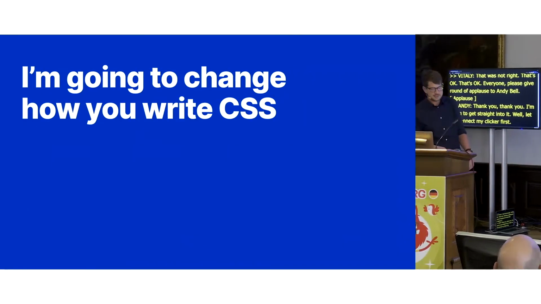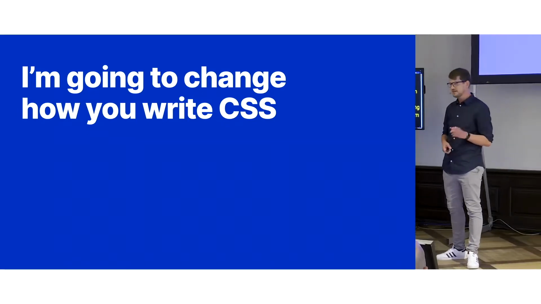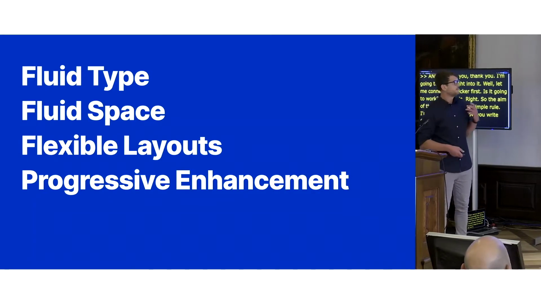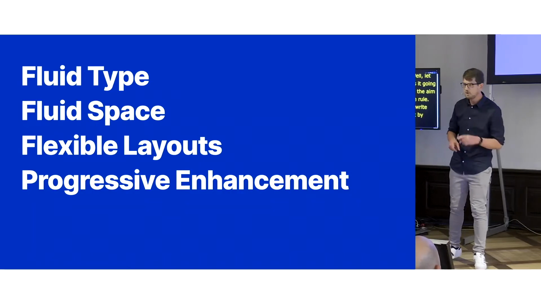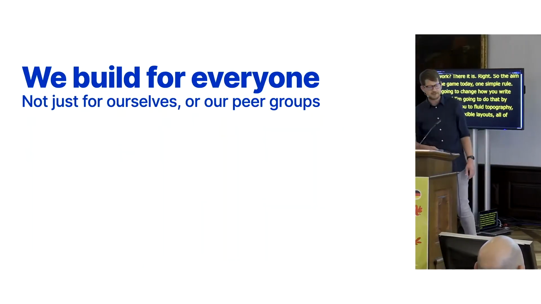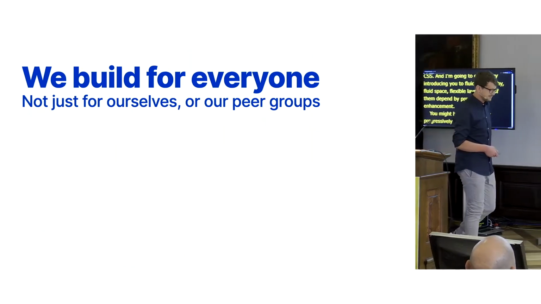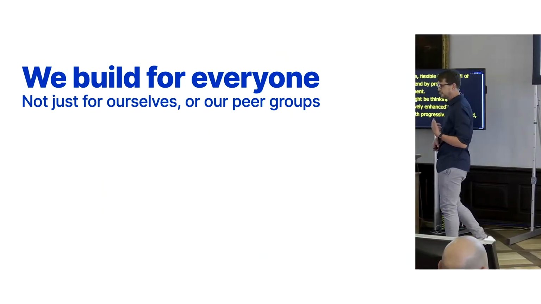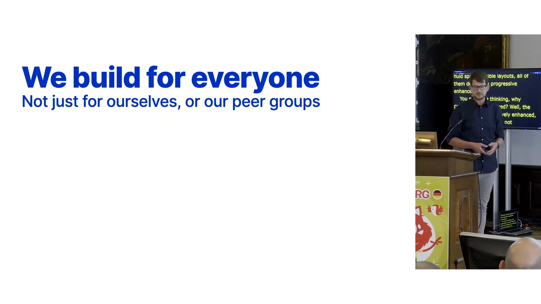So the aim of the game today, one simple rule. I'm going to change how you write CSS. And I'm going to do that by introducing you to fluid typography, fluid space, flexible layouts, all underpinned by progressive enhancement. And you might be thinking, well, why progressively enhance? Well, the reason we progressively enhance is because we build for everyone, not just ourselves, not our peer groups. And this is because the web is truly global. It's got a truly global audience.